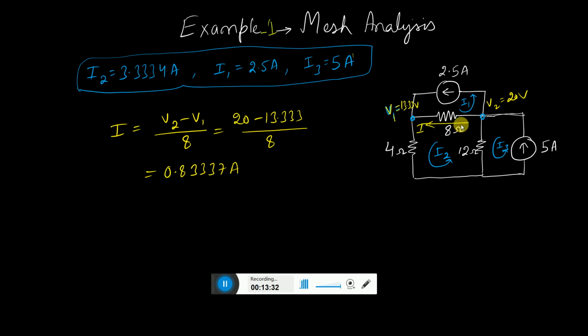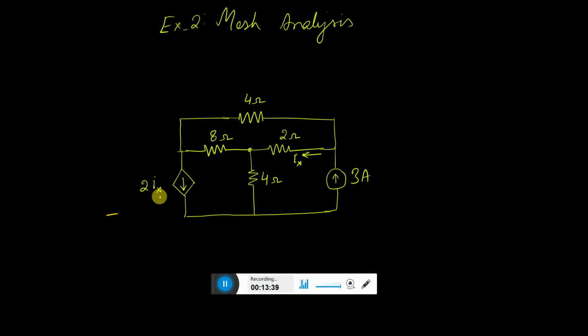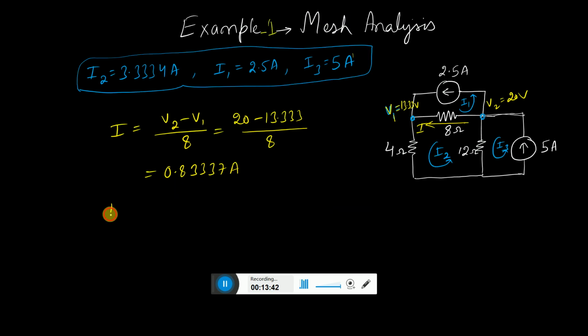So this I, which is moving from 2 to 1, if I see from the mesh analysis, must be equal to I2, the current which is moving from right to left, and I1, the current which is moving from left to right. So I2 minus I1. So what is the I2 value? We get the I2 value as 3.333, and minus I1 is 2.5. So this will add up to how much?